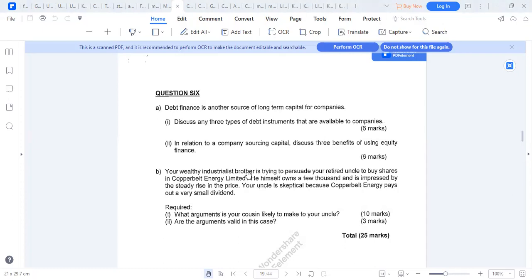Your wealthy industrialist brother is trying to persuade your retired uncle to buy shares in Copperbelt Energy. He himself owns a few thousands and is impressed by the steady rise in the price. Your uncle is skeptical because Copperbelt Energy pays out very small dividends. Part A: what arguments is your cousin likely to make to your uncle? Are these arguments valid? So what is the examiner trying to talk about in here?